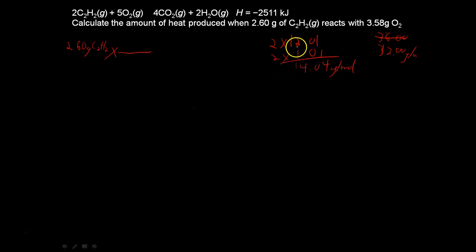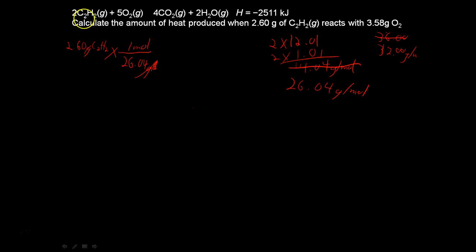I did that completely wrong. That's 12.01 times 2, that's 24, should be 26.04 grams per mole. Let's cut that out. All right. So 26.04 grams per, and we're going to put the 1 mole up here. So the grams will cancel, and we'll be in moles of ethane.